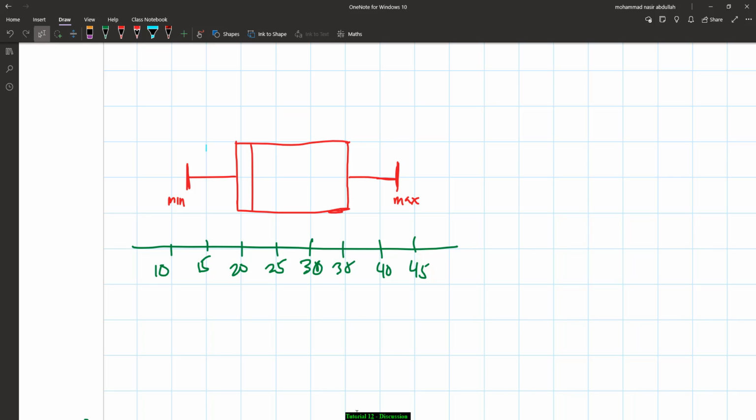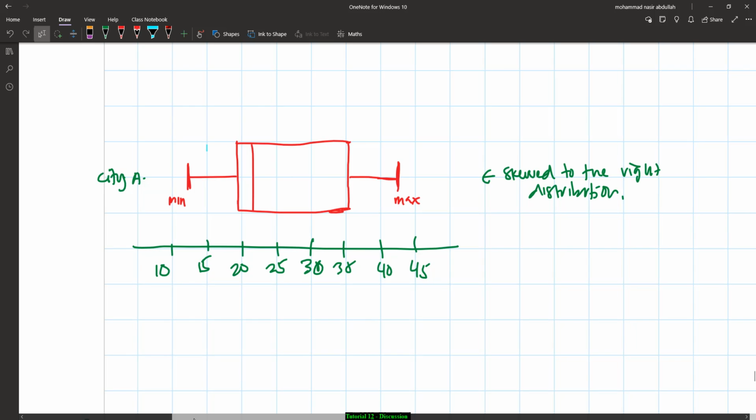Right? So if you look at CTA, this is CTA. CTA is a distribution skewed to the right. Right? So let's do CTB.